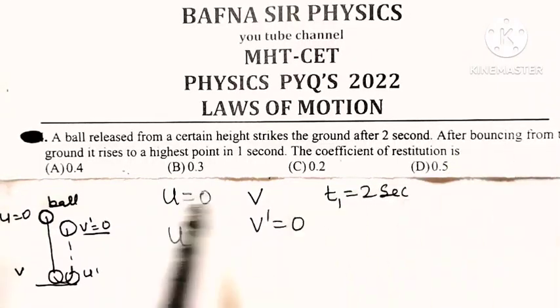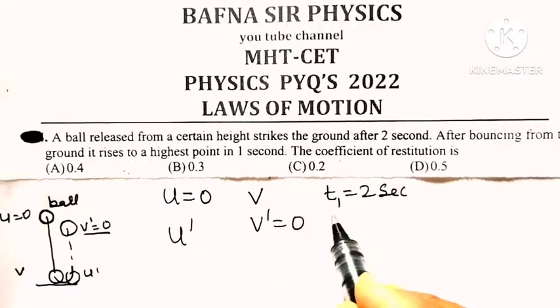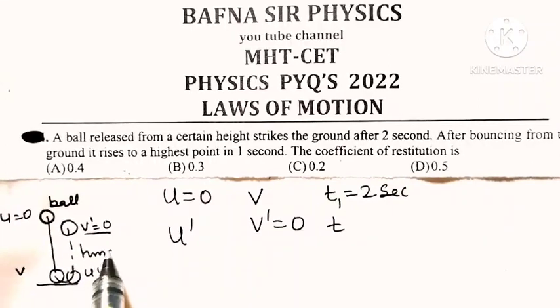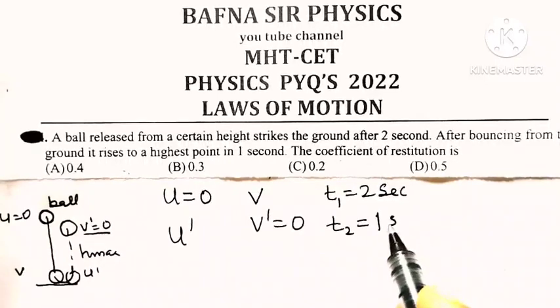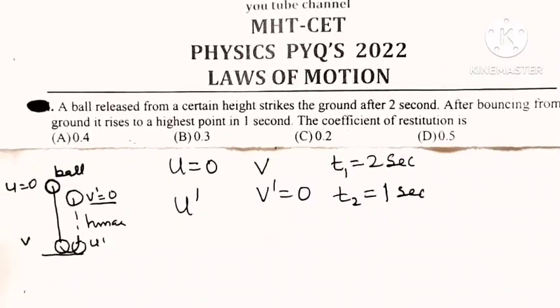And after bouncing from the ground, it rises to the highest point in 1 second. Meaning after striking the ground, it rises to maximum height in a time interval t equal to 1 second. So let us see one by one what is the situation before bouncing and the situation after bouncing.